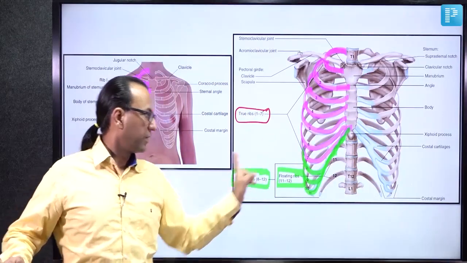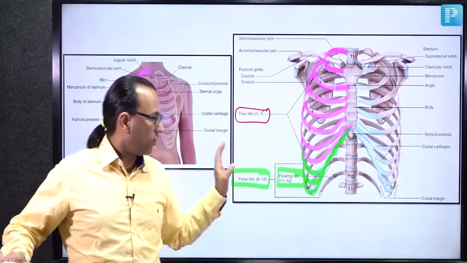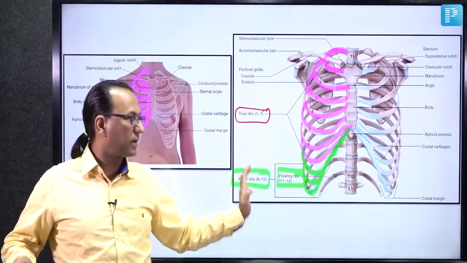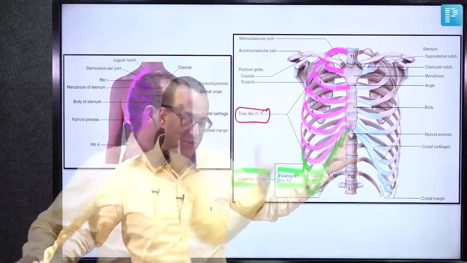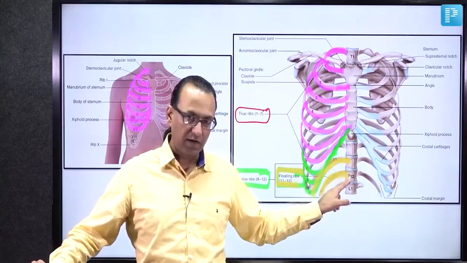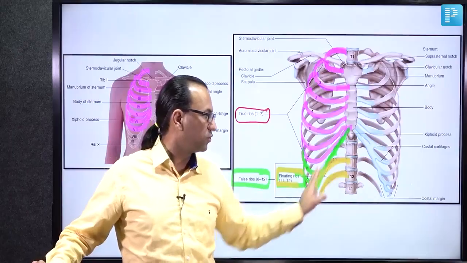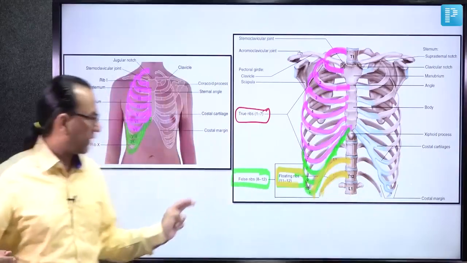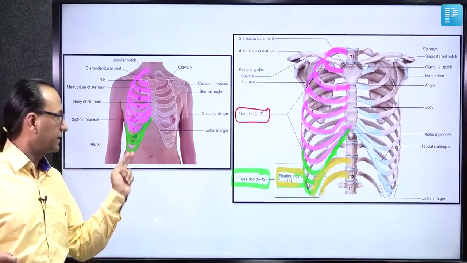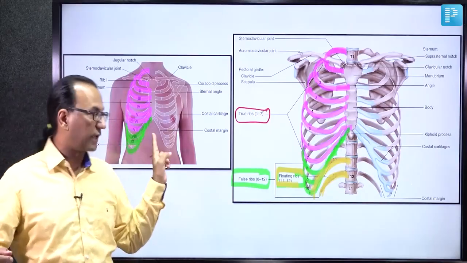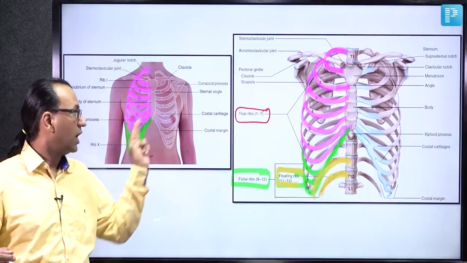Ribs 8 to 10 are also called vertebrochondral ribs because they come from the vertebra and attach to chondro, the cartilage. Whereas ribs 11 and 12 are called floating ribs, and they are vertebral ribs because they do not attach to the sternum at all. Here also you can see ribs 8, 9, 10 are the vertebrochondral ribs, and they are indirectly attaching to the sternum via the costal margin.